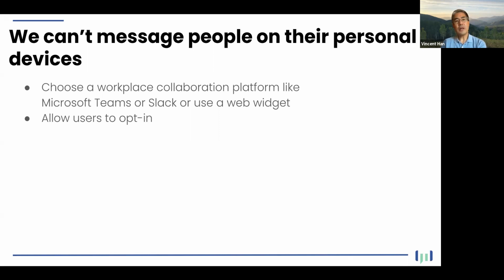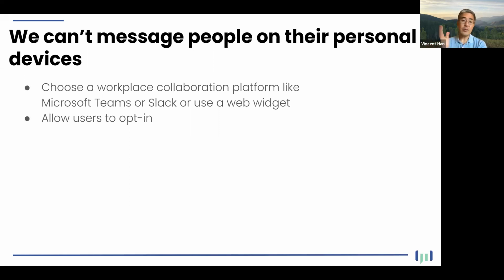This next objection is that you might have a policy in your enterprise where you're not allowed to message people on their personal devices. So here you can choose a workplace collaboration platform like Teams or Slack, or use a web widget, put it on a desktop. If they don't have access to the desktop, then allow users to opt in. People are opting in using their personal devices to HR related things that are important to them. Maybe accessing their benefits or accessing a way to ask for time off or something like that. If the chatbot feels valuable to them to help them be more successful in their job, and certainly learning can fall under that umbrella, they'll opt in using their personal devices.